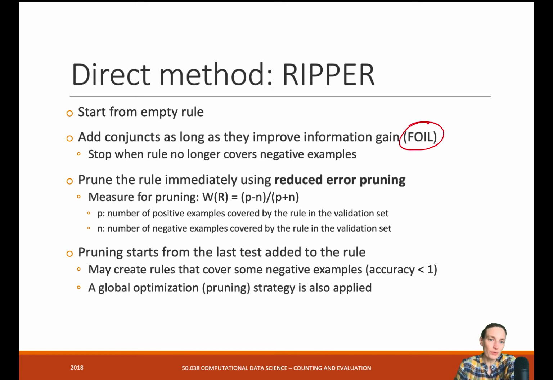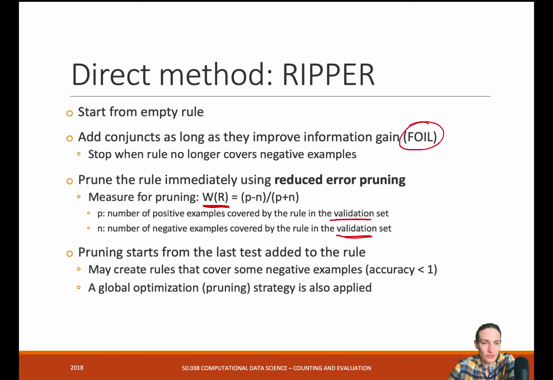So we prune the rule set as well immediately after using reduced error pruning. The measure we use for pruning a rule is (p - n) / (p + n), whereby p is the number of positive examples covered by the rule in the validation set, or the pruning set, however you call it, and n is the number of negative examples covered by the rule in the validation set.